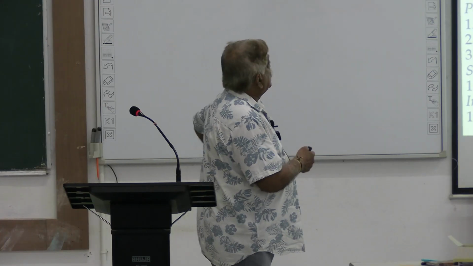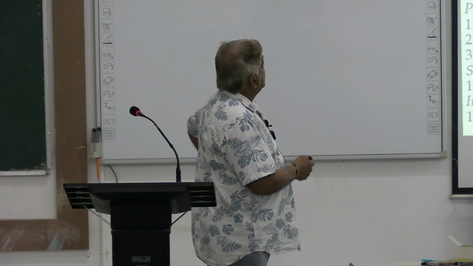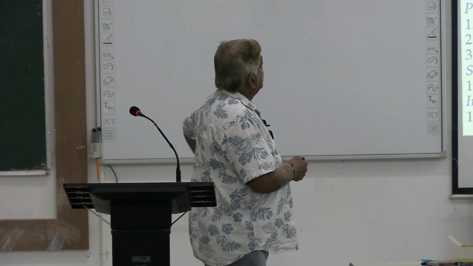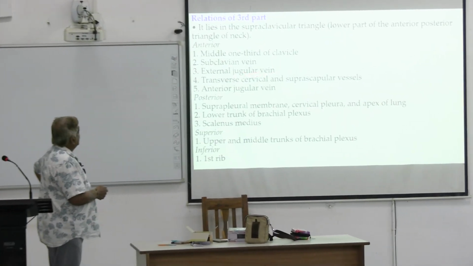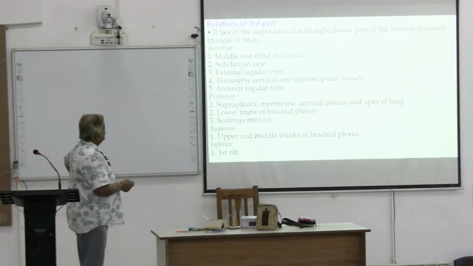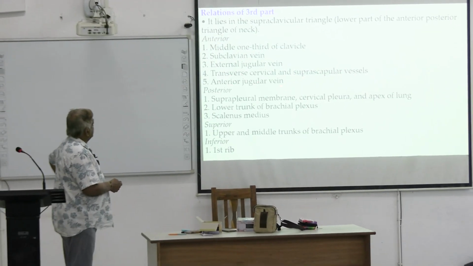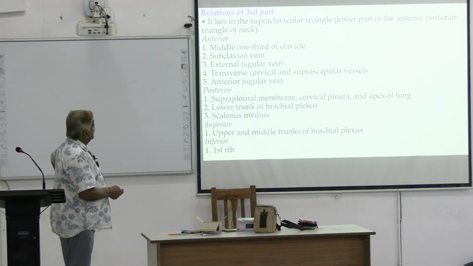Now relations of the third part: supraclavicular triangle, lower part of the posterior triangle of the neck, middle third of the clavicle, subclavian vein, external jugular vein, transverse cervical and suprascapular vessels, anterior jugular vein. Posteriorly: suprapleural membrane, cervical pleura and apex of the lung, lower trunk of the brachial plexus, scalenus medius muscle, superior, upper and middle trunks of the brachial plexus, inferiorly the first rib.